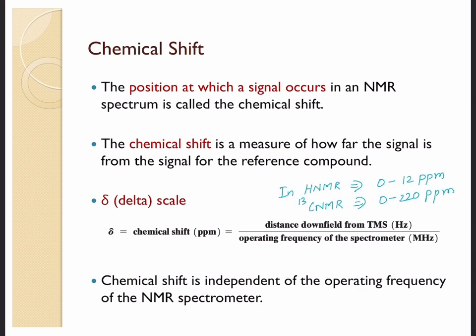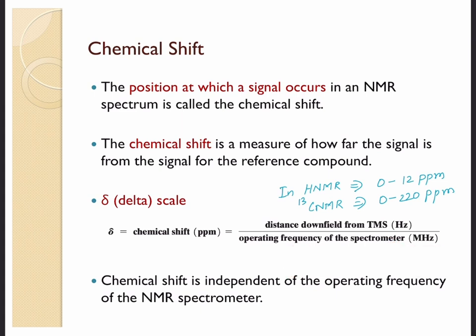The chemical shift in the delta scale is generally determined by measuring the distance from the TMS peak in Hertz divided by the operating frequency of the spectrometer in megahertz. One of the greatest advantages of the delta scale is that it is independent of the operating frequency of the NMR spectrometer. When you look at the units, it is Hertz over megahertz, which can be rewritten as Hertz over 10 to the power 6 Hertz. This is nothing but 10 to the power of minus 6, which can be represented as ppm. So the delta scale is conveniently represented in ppm.